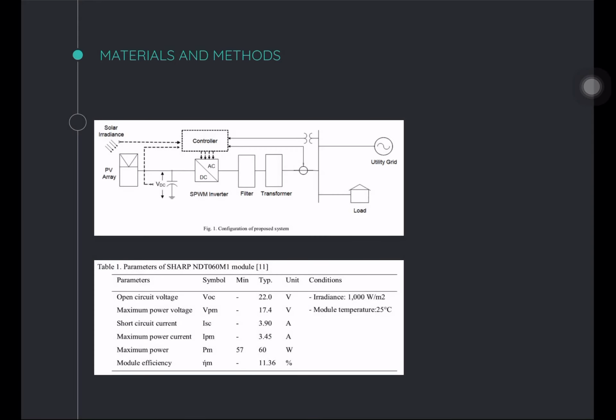So for our materials and methods, you can see in Figure 1 the configuration of our proposed system, where we have our PV array connected to a controller, a sinusoidal pulse width modulation inverter or SPWM inverter, which is also connected to a filter and a transformer, which are all connected to the utility grid and the load. In Table 1, we see the specifications for the solar panel that we will be using, at a radiance value of 1000 watts per square meter and a module temperature of 25 degrees Celsius.